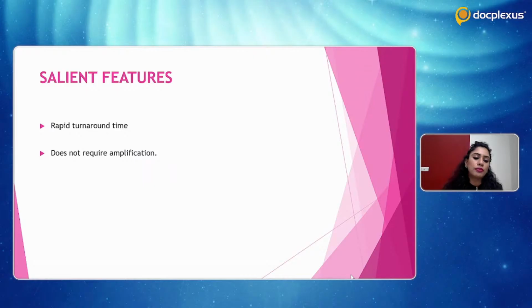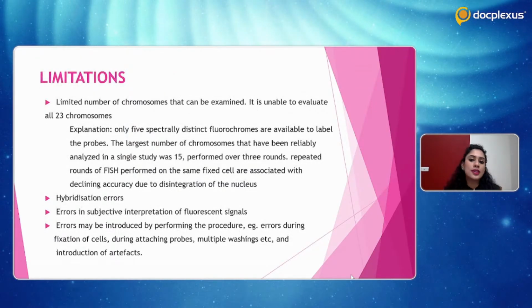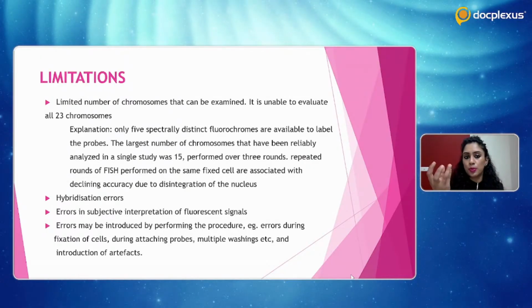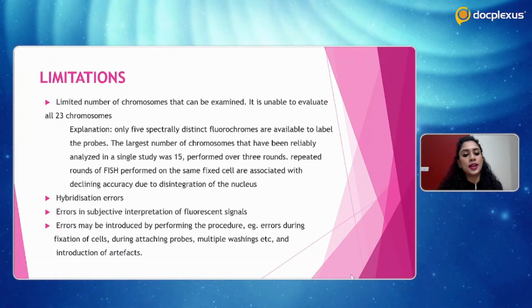Genetic material. Now, salient features: this has a rapid turnaround time and does not require amplification. But the limitations are that only a limited number of chromosomes can be examined. You have to have the labeled probes for it, and it is unable to evaluate all 23 chromosomes. Only 5 spectrally distinct fluorochromes are available to label the probes. The largest number of chromosomes that have been reliably analyzed in a single study was about 15, and this was performed over 3 rounds.